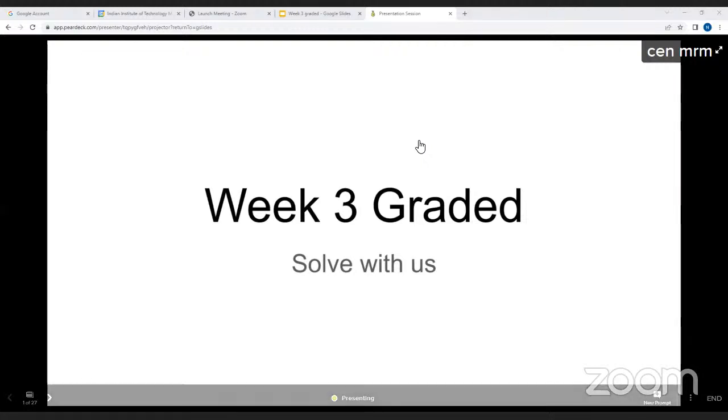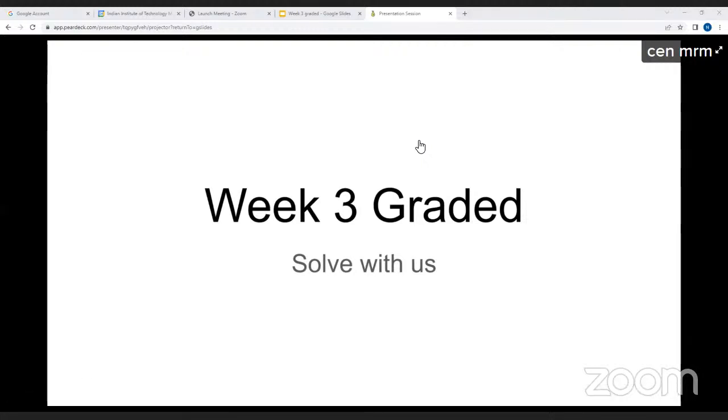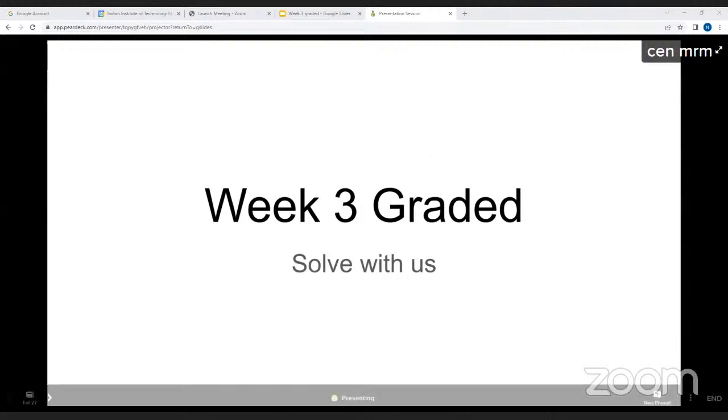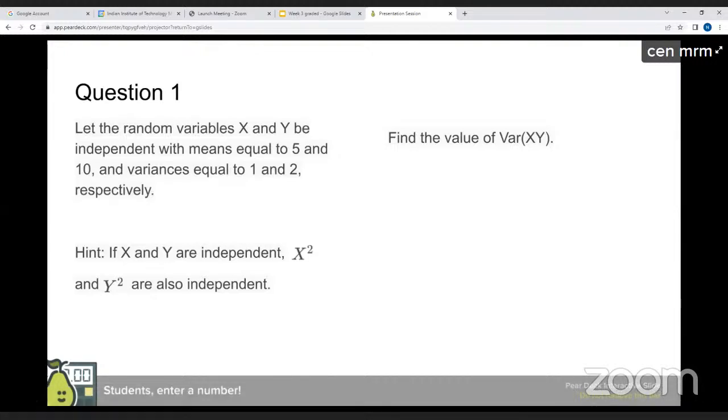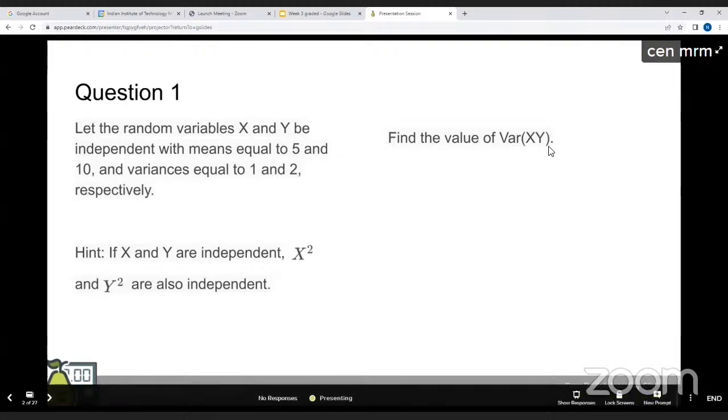So today's week 3 credits all with us. So this is our first problem here. The problem says you have a random variable x and the random variable y. Both are independent. Their means are given to you, where mean of x is equal to 5 and mean of y is equal to 10. And their variances are also given. So here the variance of x is given as 1 and variance of y is given as 2. So you have to find the value of variance of x into y.